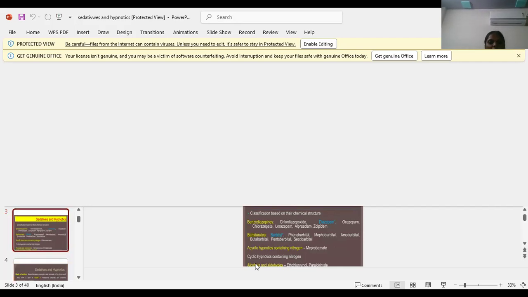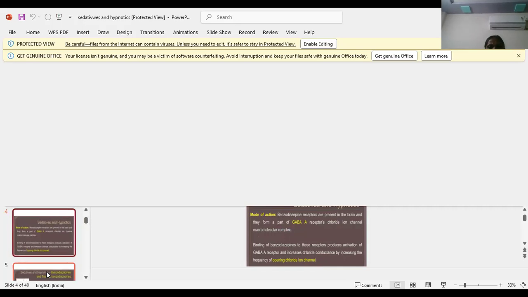Next, coming to the classification. In the classification, the first one is benzodiazepines, for example chlordiazepoxide. The next one is barbiturates, under that barbital. Next, acyclic hypnotic containing drugs, meprobamate. This is about the classification.